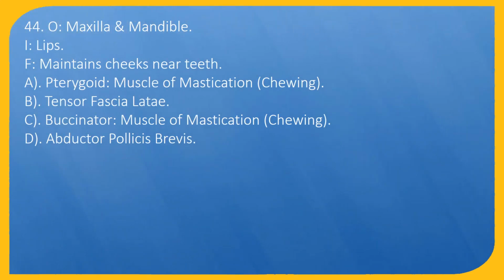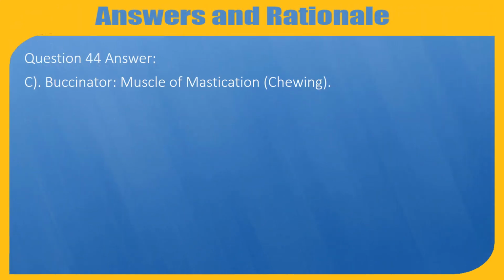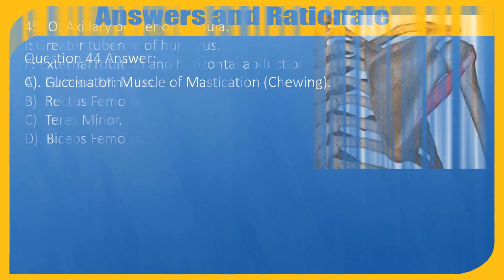Question 44. Origin: maxilla and mandible. Insertion: lips. Function: maintains cheeks near teeth. A. Pterygoid, muscle of mastication, chewing. B. Tensor fasciae latae. C. Buccinator, muscle of mastication, chewing. D. Adductor pollicis brevis. Question 44, answer C. Buccinator, muscle of mastication, chewing.